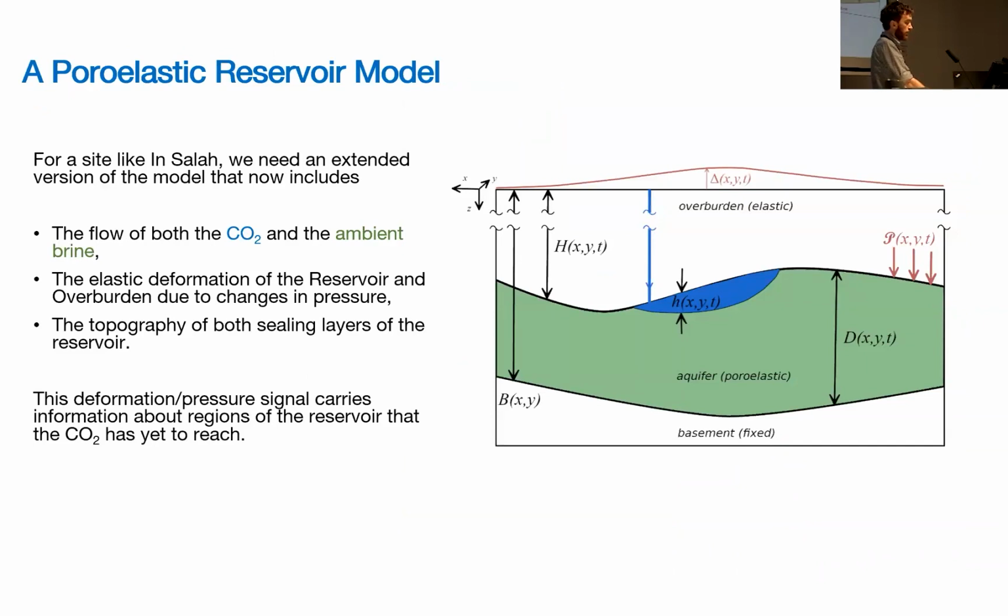And so I've been working on an extension of the model that Lawrence used. But now this includes the flow of both the CO2 and the ambient brine, shown on the left in blue and green respectively, the deformability of the reservoir itself, and the deformability of the overburden, which is giving you that observable surface deformation, and then the topography of both sealing layers of the reservoir. And the interesting thing from this is that during injection, the deformation signal you'll get is going to spread out much faster than the CO2. And so if you can measure that deformation signal, then you're going to be able to infer things about parts of the reservoir that CO2 hasn't yet reached.